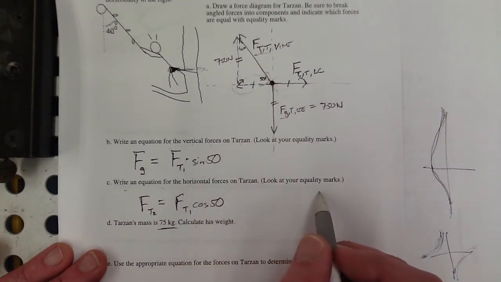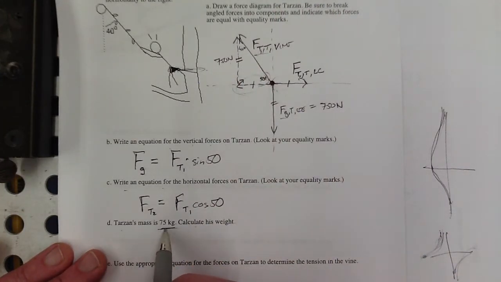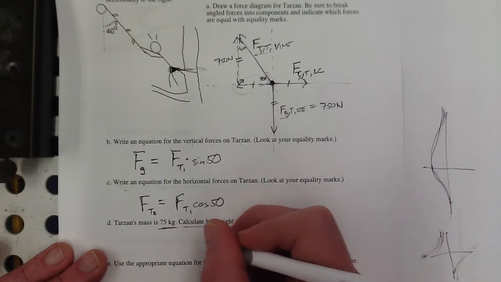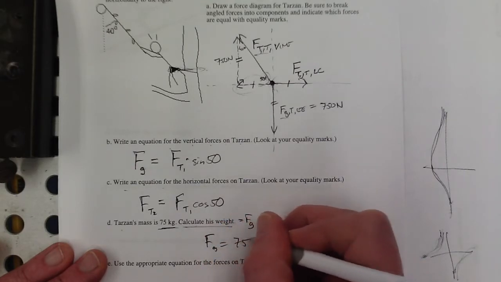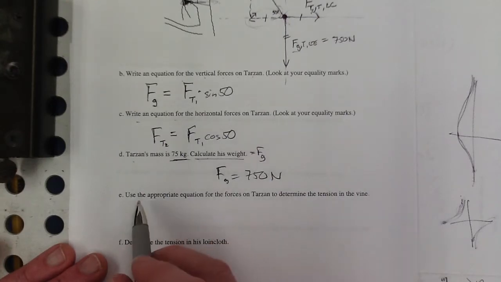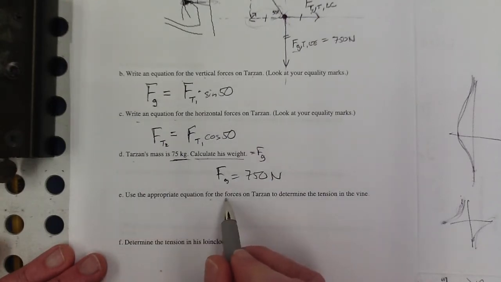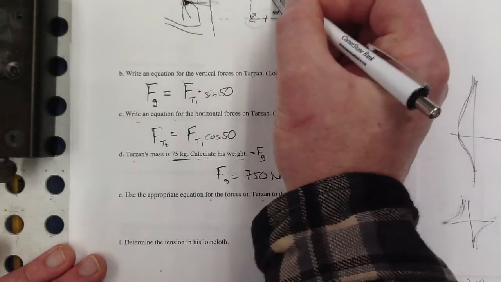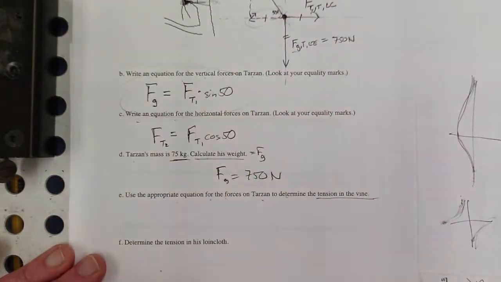All right, Tarzan's mass is 75 kilograms. Find his weight. Weight is the same as gravitational force. We already did that. We multiplied by 10. All right. Use the appropriate equation for the forces on Tarzan to determine the tension in the vine. The tension in the vine is T1. So that's from this equation right here.